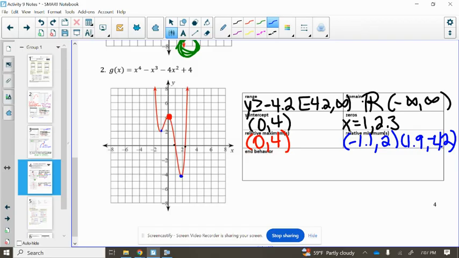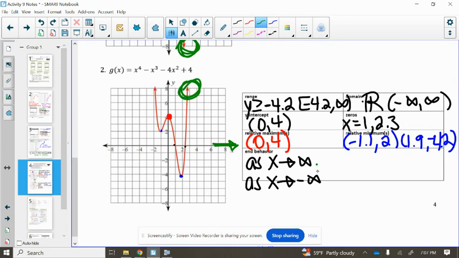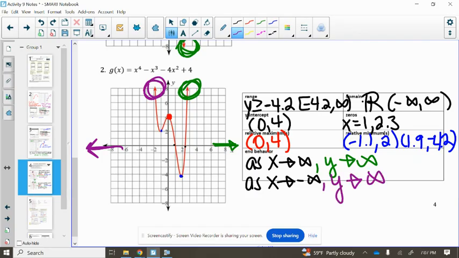All right, our end behavior. Again, each time, as x goes to positive infinity, what's happening? And as x goes to negative infinity, you're always going to have those two things. Well, this time as our x values are getting bigger, so are our y values, right? They're also going to positive infinity. As our x values are getting more and more negative, the end behavior is also going up towards positive infinity.